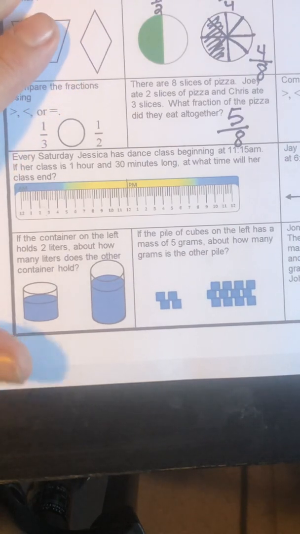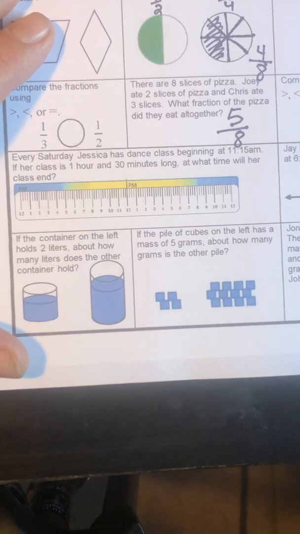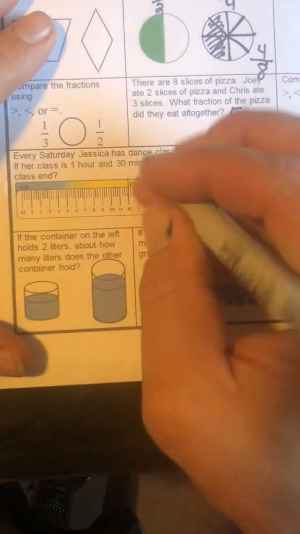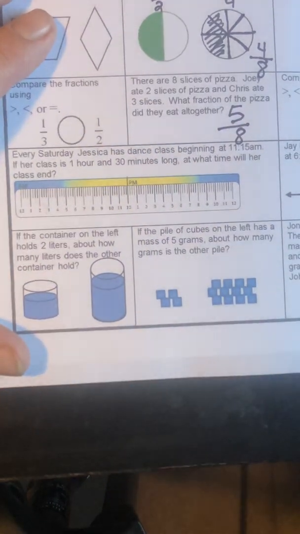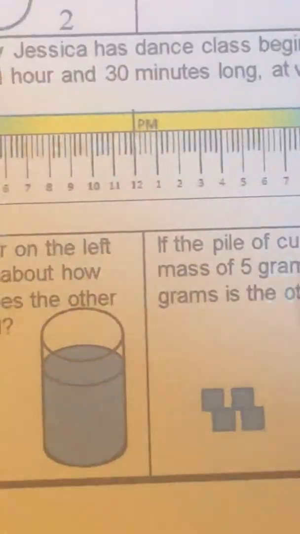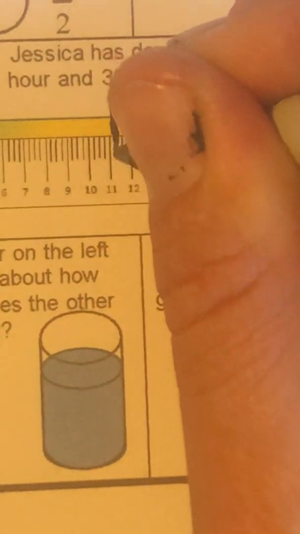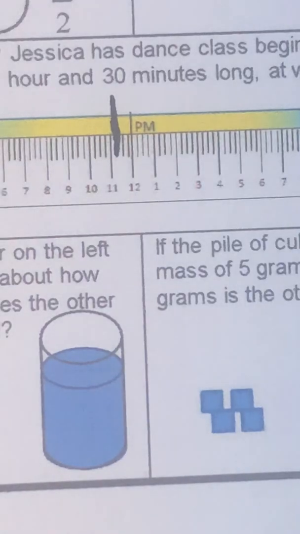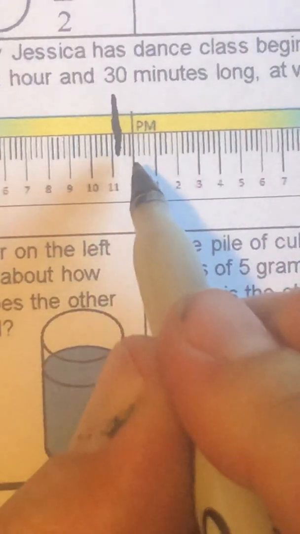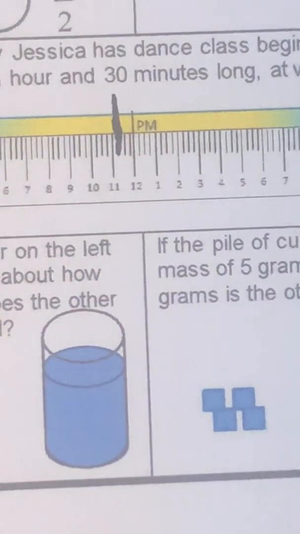Okay, every Saturday, Jessica has dance class beginning at 11:15 a.m. If her class is 1 hour and 30 minutes long, at what time will her class end? Okay, so it starts at 11:15 a.m. Let me zoom in here. 11:15 is going to be this first notch there, because every one of these teeny little notches is 15 minutes.